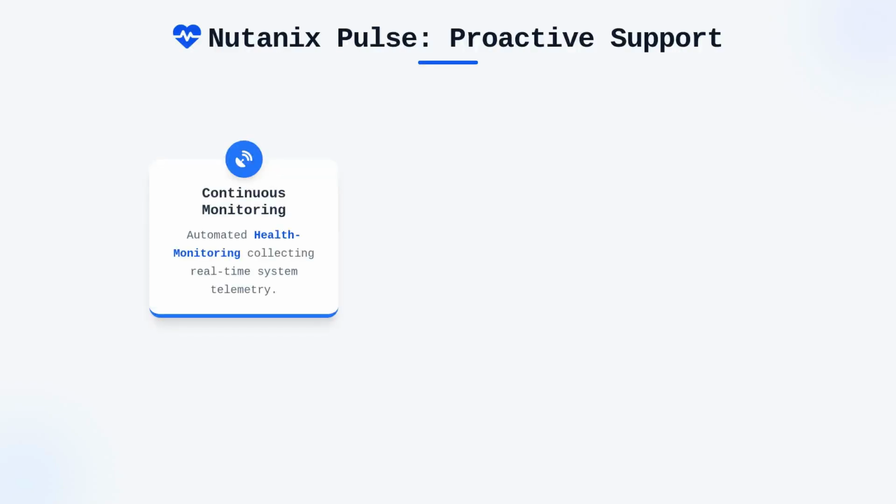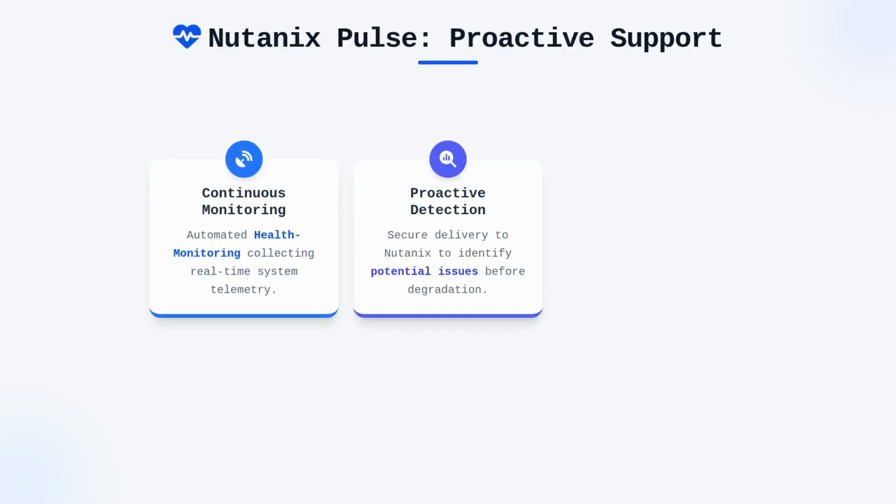In modern infrastructure, waiting for a human to notice a fault is an anti-pattern, which is why Nutanix implements Pulse to handle proactive support. Pulse is an automated health monitoring service that collects system telemetry and sends it securely to Nutanix, allowing the vendor to identify potential issues before they cause service degradation.